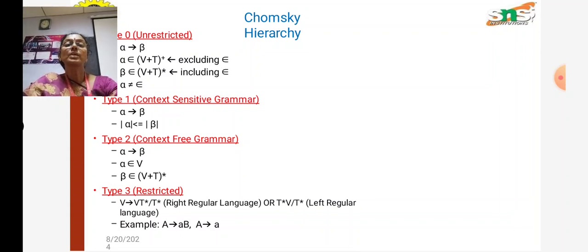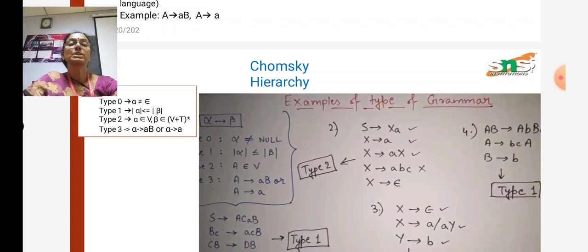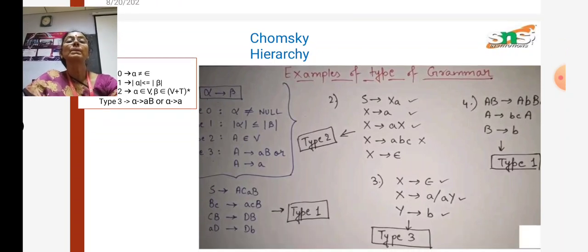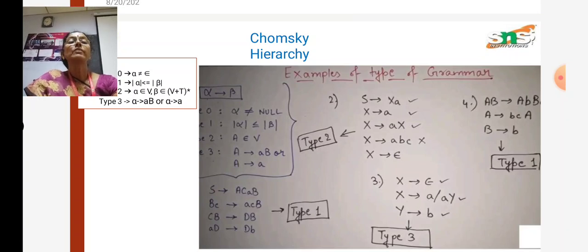So these are all the rules for constructing type 0, type 1, type 2 and type 3 grammar. Now some examples of production rules: identify which type of grammar each is. In the first example we have alpha tends to beta. In the second example we have S tends to xA, x tends to a, x tends to ax, x tends to abc, and x tends to epsilon. These are all the production rules. Identify which type of grammar these are.